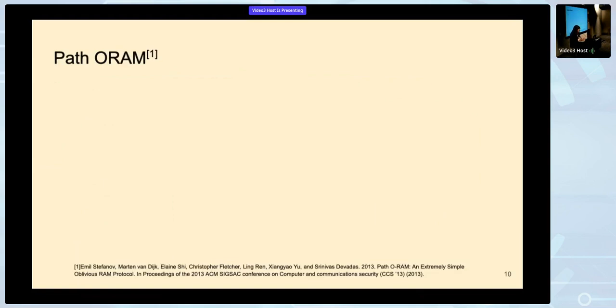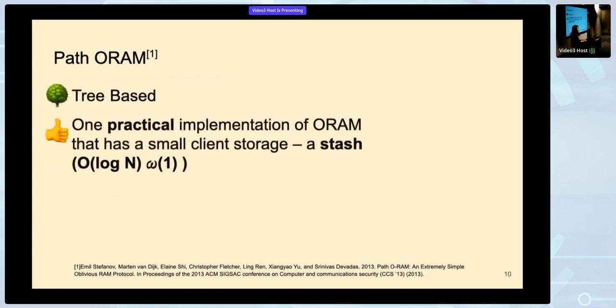Well, researchers in the security community have strived to devise a solution called Path ORAM. As indicated by the name, it's somehow related to a tree. So it's a tree-based algorithm, and it's a practical implementation of ORAM that has a small client storage. We call it a stash, and we show that it won't exceed the complexity of log N times omega of a constant.